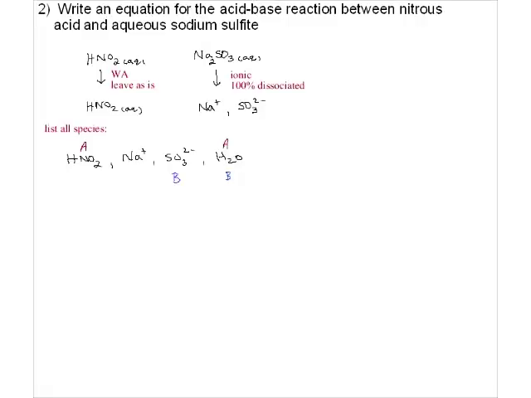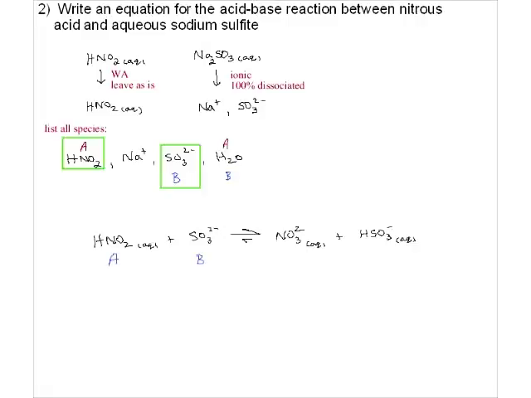Now what I have to do is decide which of these acids is the strongest. And when you check your table, you'll see that HNO2, even though it's a weak acid, is stronger than water. And likewise, for the bases, even though SO3 2- is not a real strong base, it's stronger than water. So that's my two species that I'm going to use in my net ionic equation. So there we go. We get something like this. And we see that HNO2 is acting as the acid.